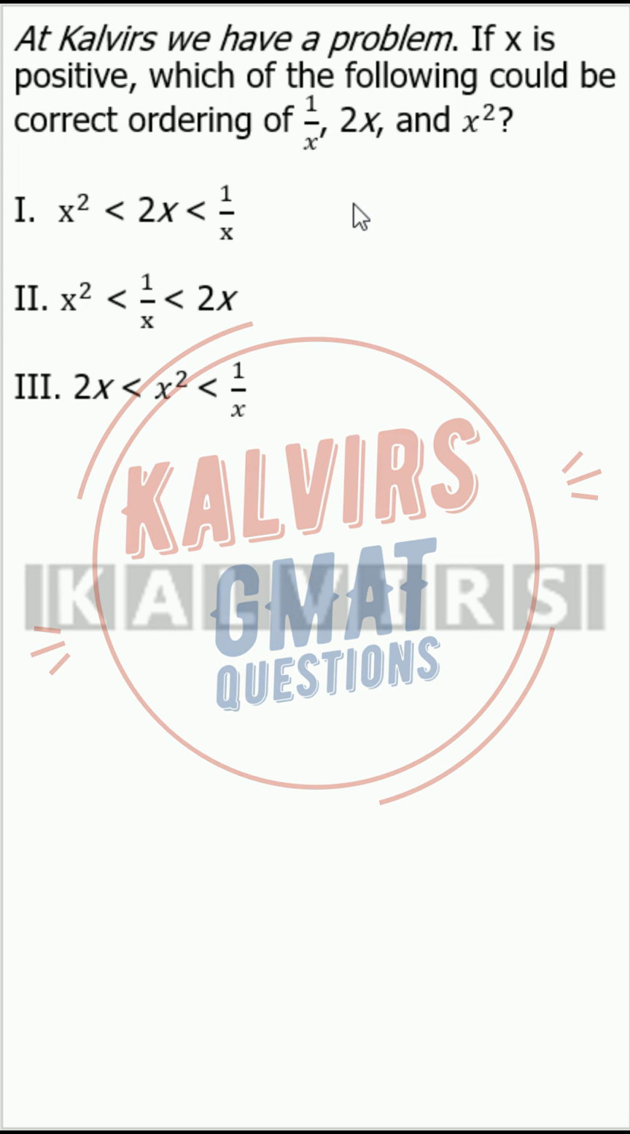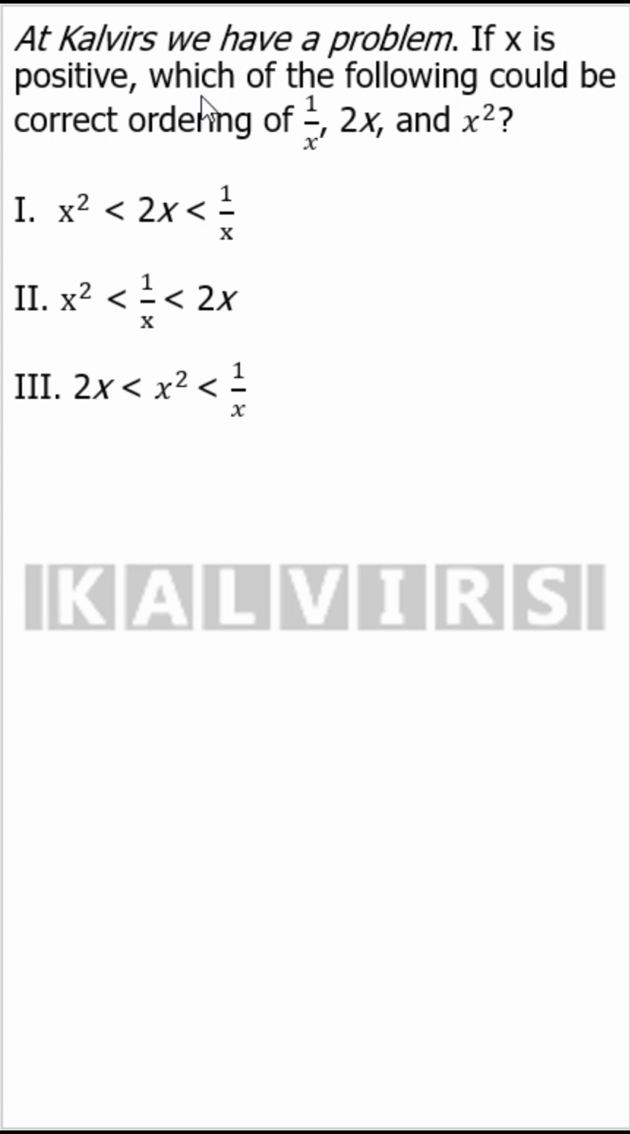So now, when we see this question, we see: if x is positive, which of the following could be the correct ordering of 1 over x, 2x, and x squared? We have two possible strategies here. The first strategy is to try to pick numbers.